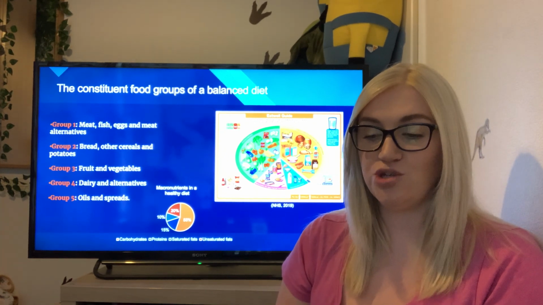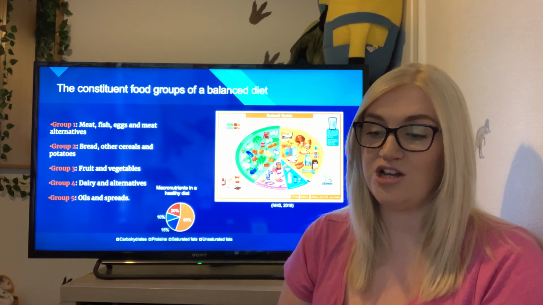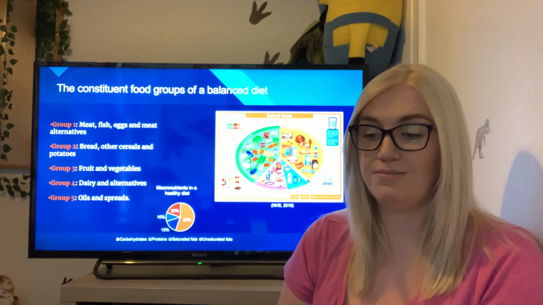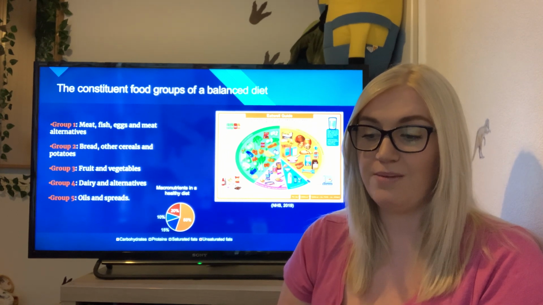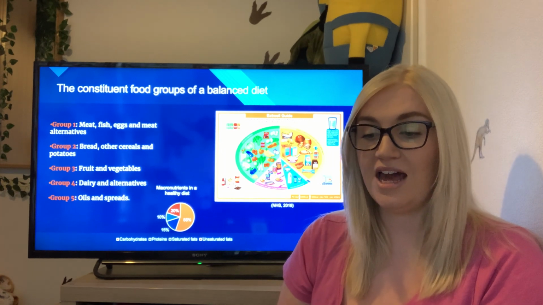Group 3, fruits and vegetables. The government recommend we eat at least 5 different fruits and vegetables a day. They provide us with numerous vitamins, antioxidants and minerals, as well as soluble fibre, which helps lower our cholesterol. They are naturally low in calories.